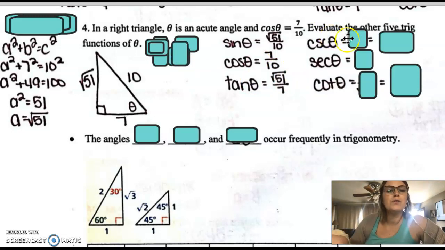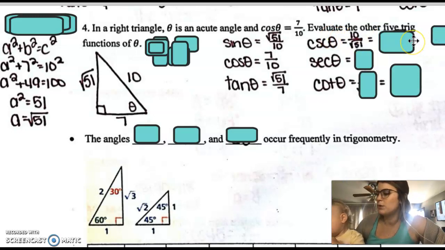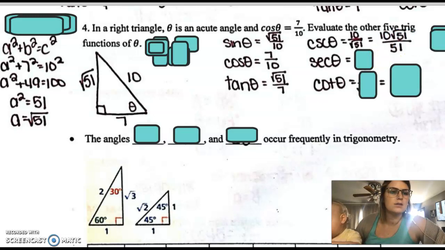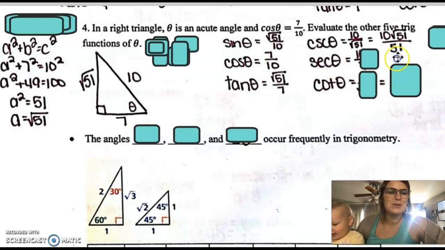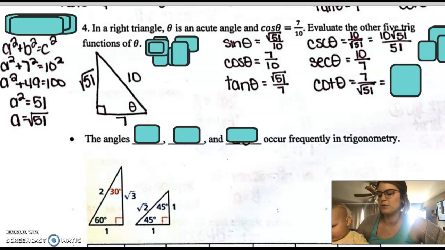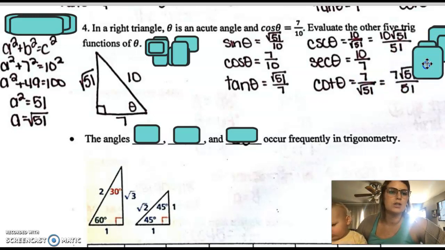Okay, when you go to flip these, this one becomes 10 over the square root of 51, but we need to rationalize. So we get 10 square root of 51 over 51. Okay, so when we flip this one, we get 10 over 7. And then this one is 7 over the square root of 51, which is just 7 square root of 51 over 51.